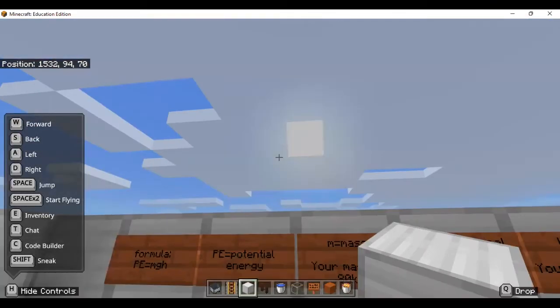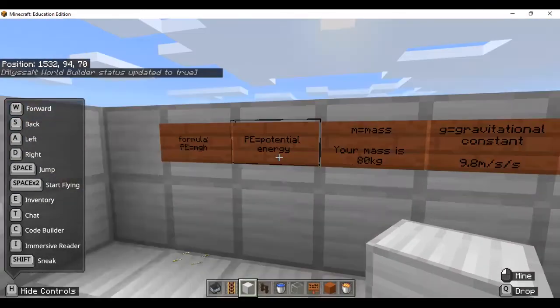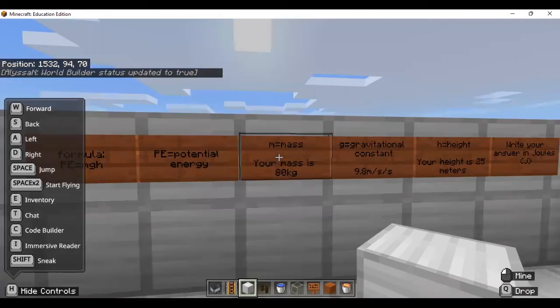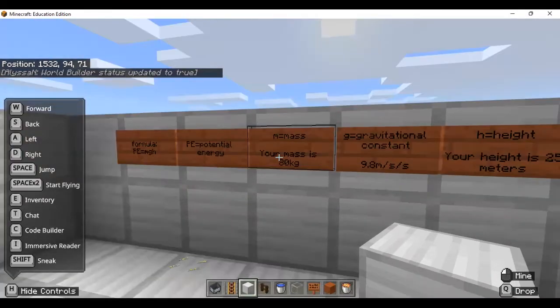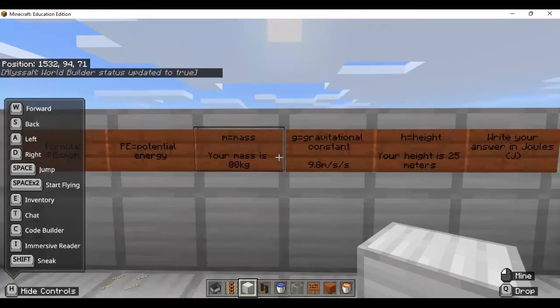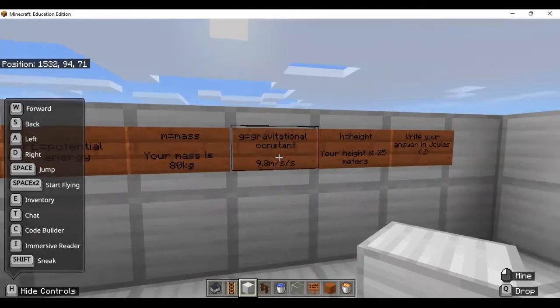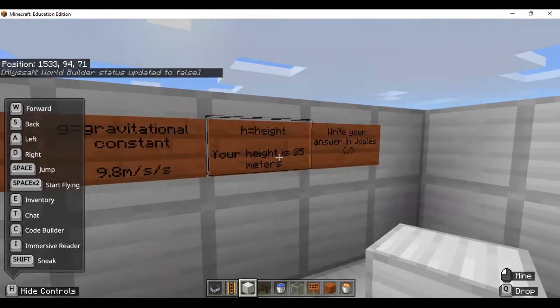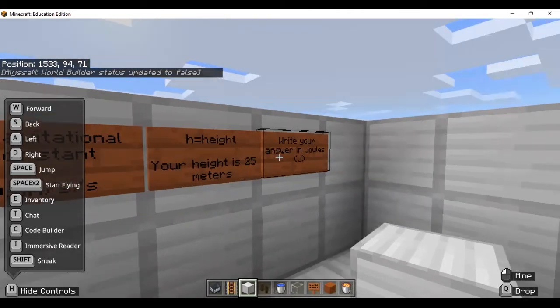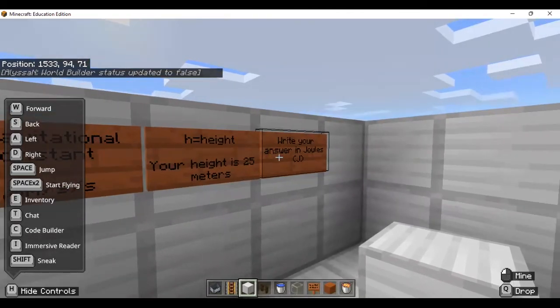So now we're going to look at the potential energy equation, and they're going to be given what each variable equals. We have mass equals 80 kilograms, gravitational constant equals 9.8 meters per second squared, and then the height equals 25 meters. Then you plug that into the equation and find the answer in joules.